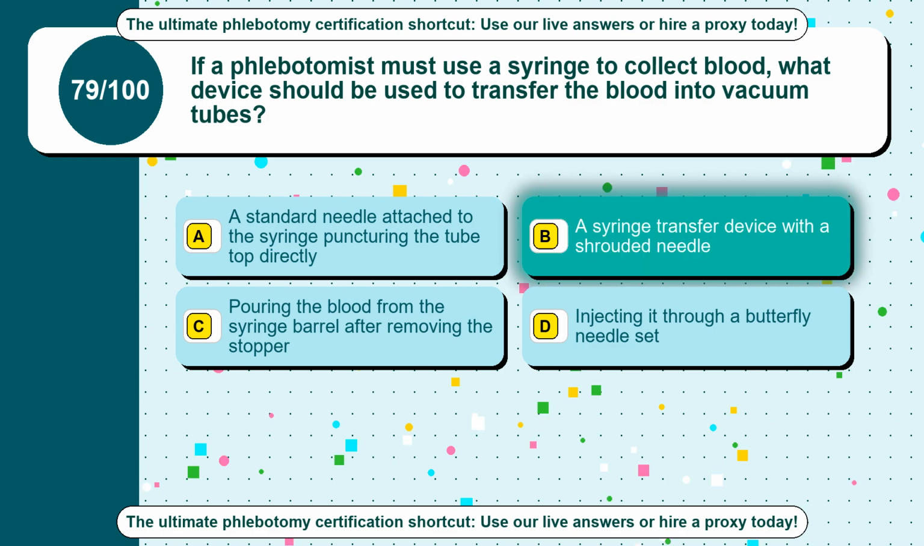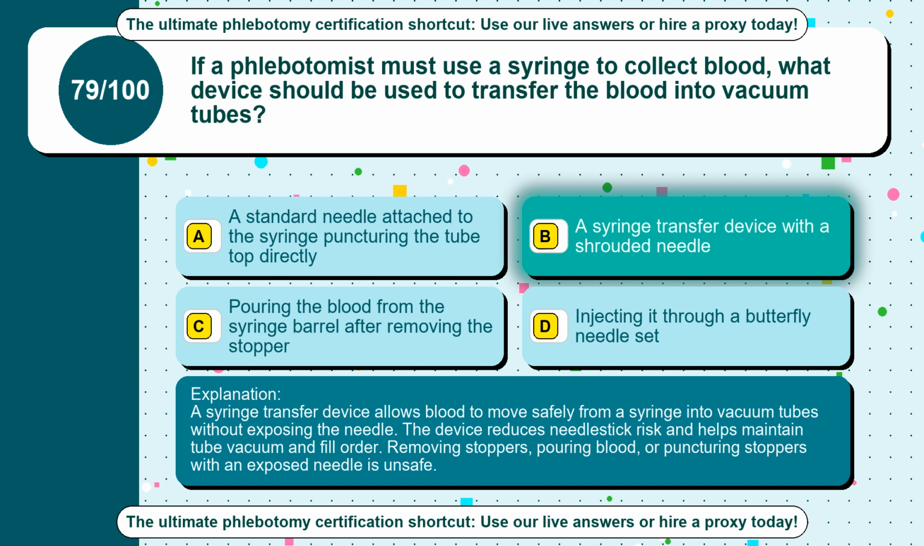The correct answer is option B. A syringe transfer device with a shrouded needle. A syringe transfer device allows blood to move safely from a syringe into vacuum tubes without exposing the needle. The device reduces needle stick risk and helps maintain tube vacuum and fill order. Removing stoppers, pouring blood, or puncturing stoppers with an exposed needle is unsafe.